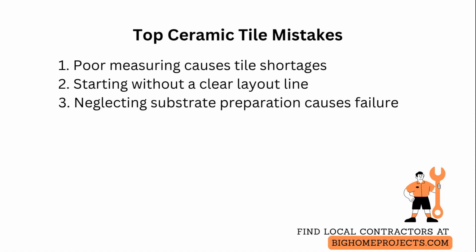Common mistakes start with poor measuring, which leads to running out of tiles or excessive waste, so double-check measurements and confirm your calculations before purchase. Another frequent issue is starting without a clear layout line, which can leave narrow slivers at walls. Fix this by dry laying and adjusting your primary layout until borders are balanced on opposite sides.